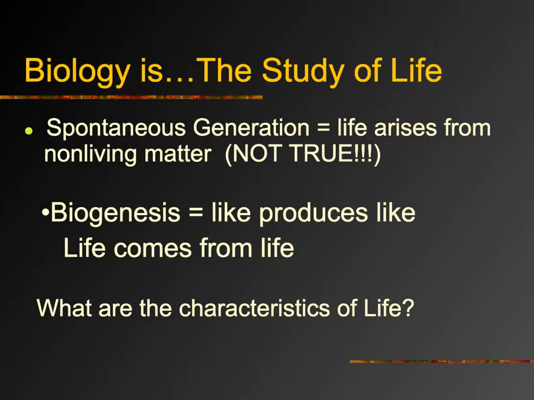The second hypothesis is called biogenesis. Like produces like, or in other words, life comes from life. So living things come from other living things. Naturally, after much studies, this hypothesis of biogenesis was proven to be true. So therefore, it can be determined that all living things come from other living things.